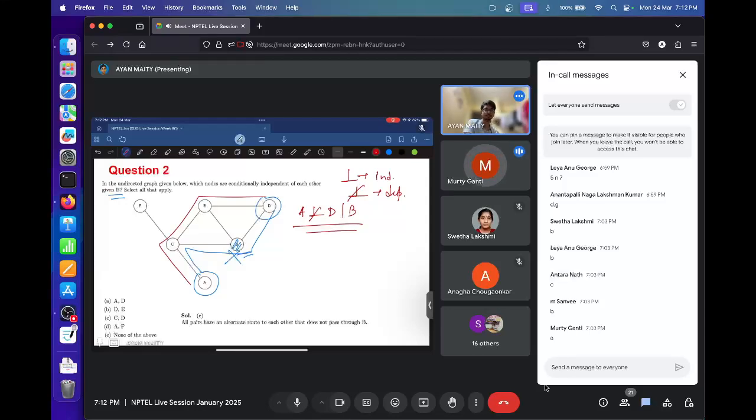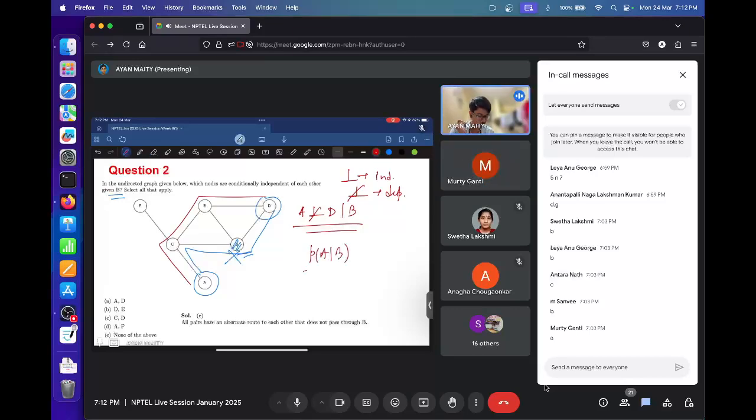The language is quite funny, sir. You're saying that if B is given, what is the meaning of B is given? B is given means you know the value of B.